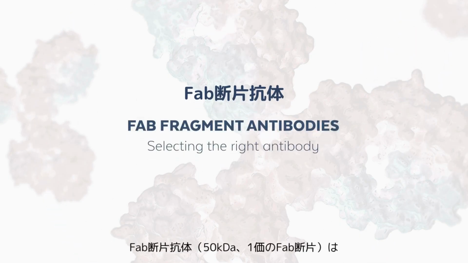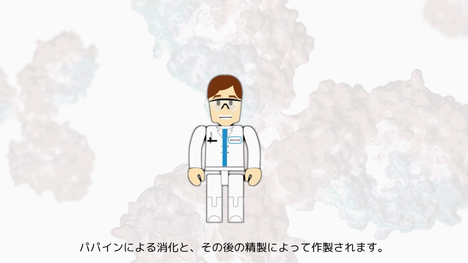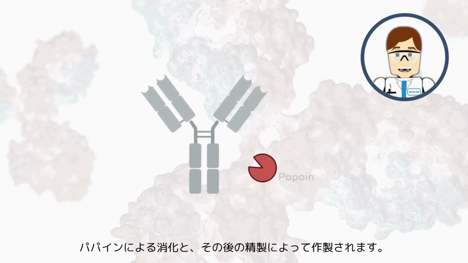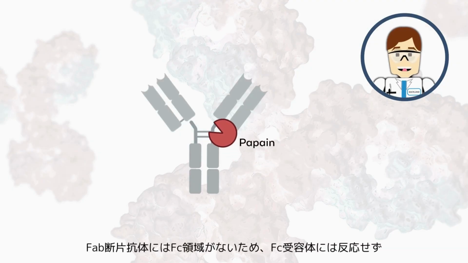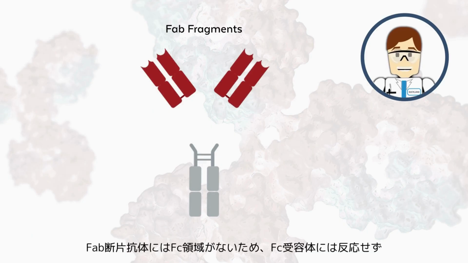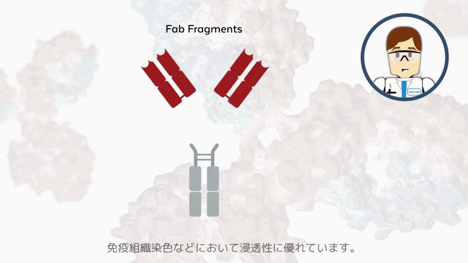Fab fragment antibodies consist of the 50 kilodalton monovalent Fab antibody portion of an antibody molecule. Fab fragment antibodies are generated by papain digestion and subsequent purification. These fragments lack the Fc portion of the molecule and will not interact with the Fc receptors, thus eliminating nonspecific binding in affected cells or tissues. The size of these reagents maximizes penetration in IHC applications.